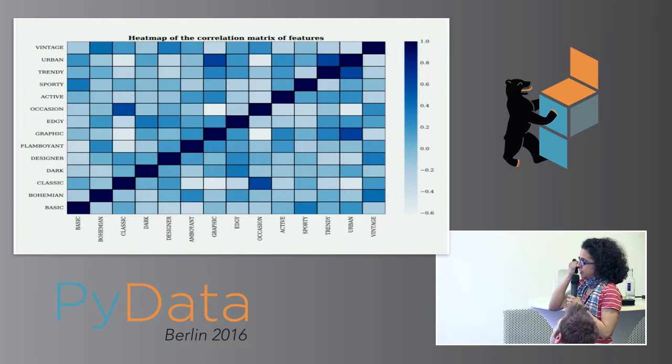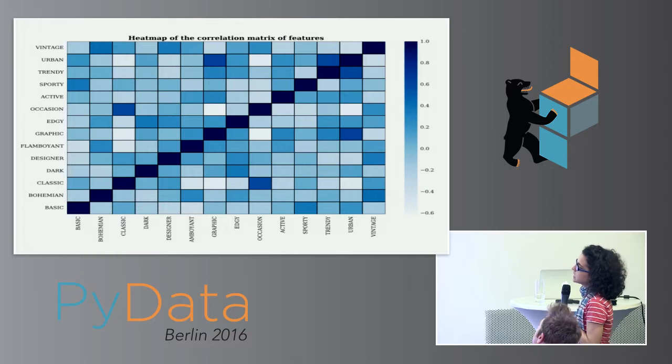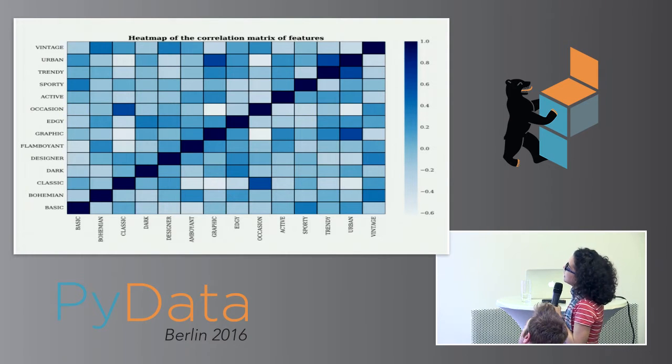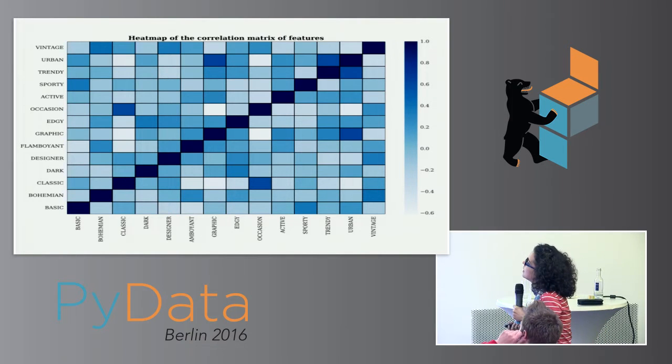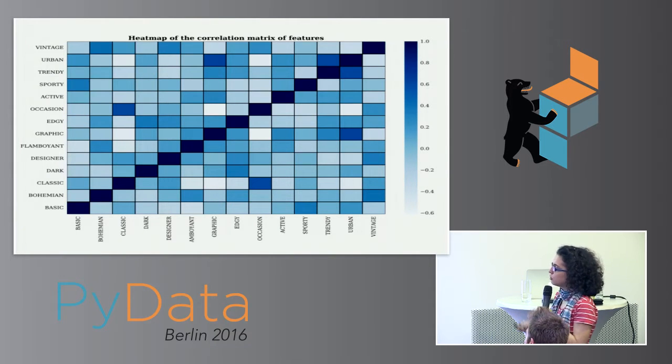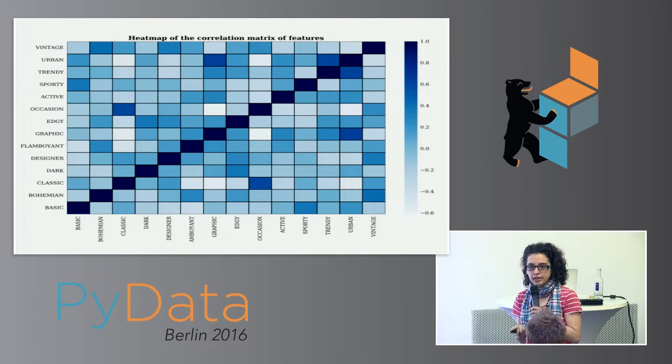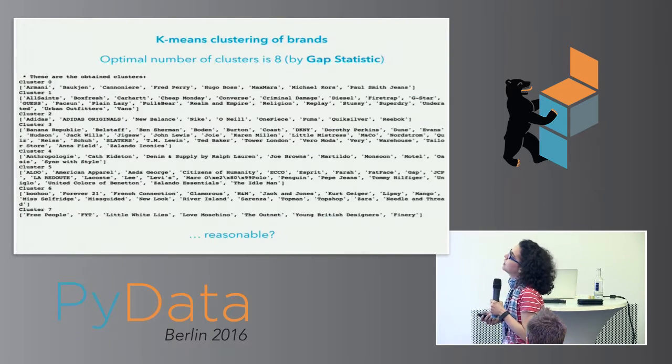And this is the correlation matrix of these features across the whole brand data set. So you see that some things like urban and trendy are pretty correlated to each other, which is not surprising, while maybe occasion and graphic are not, which again makes sense. And there's all sorts of bits and pieces. These ones, graphic and urban, are also relatively correlated. We use this information to build the first feature in our recommendation algorithm.